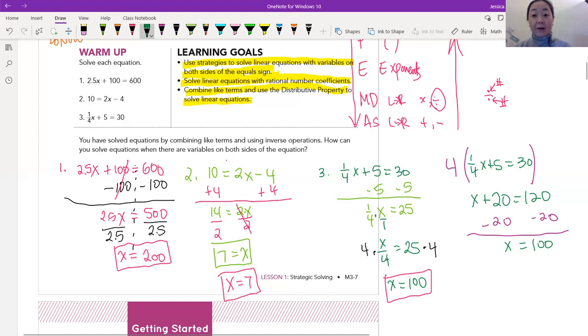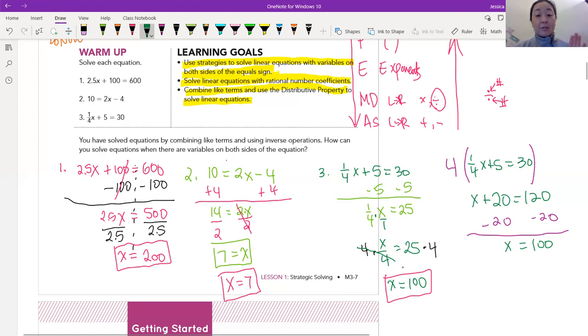But how do we get rid of a divide by 4? What's opposite of dividing by 4? Multiply by 4. And so that's why we multiply by 4 on both sides. Okay. And then these are going to cancel out, because 4 divided by 4 is 1, and 1 times x is x. And then here 25 times 4, which would be 100.